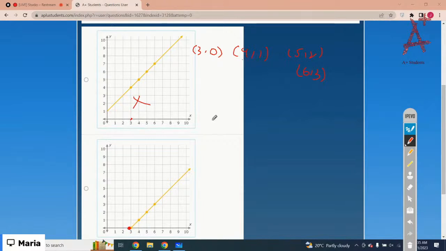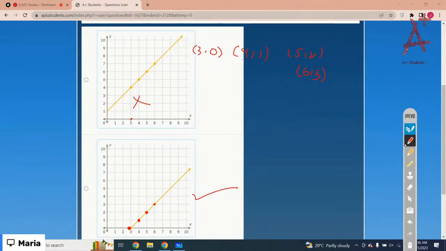When x is 4, y is 1, here you have x is 4, y is 1. When x is 5, y is 2, here you have x is 5 and here you have the y value 2. This is the x component and this is the y. When x is 6, y is 3. So basically the correct option is the second one. This is the graph of the equation.